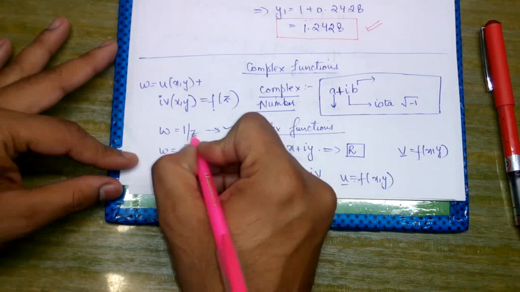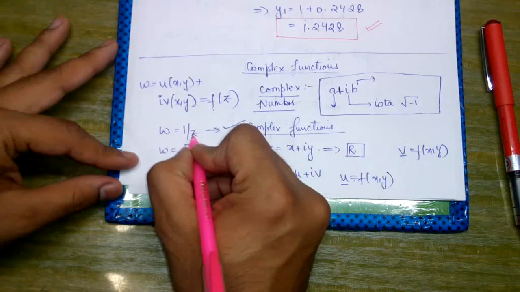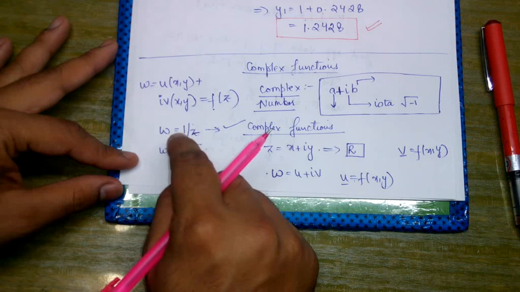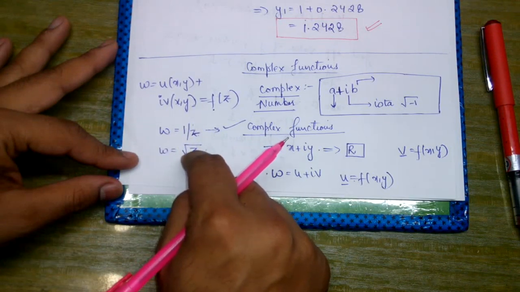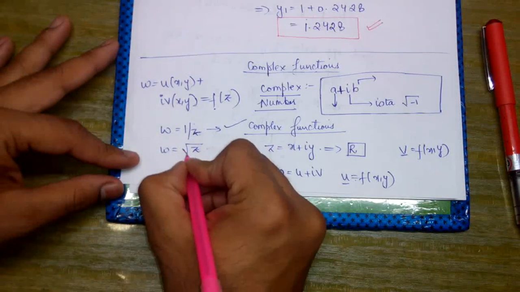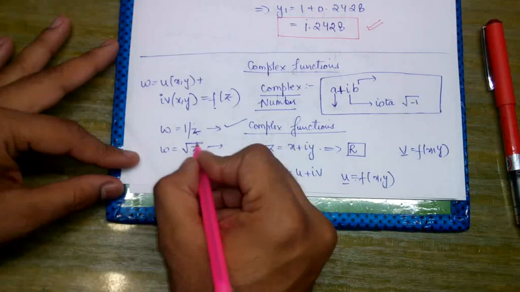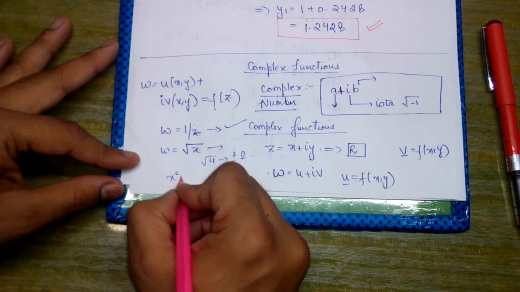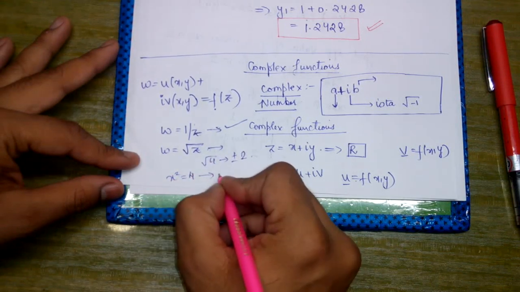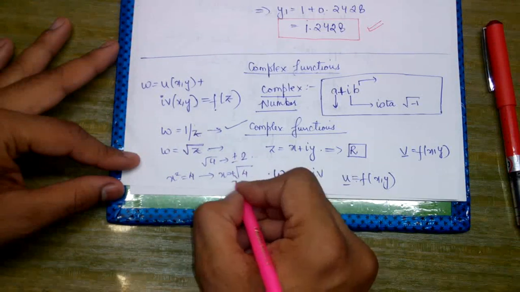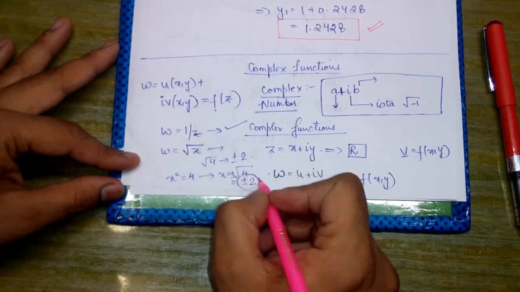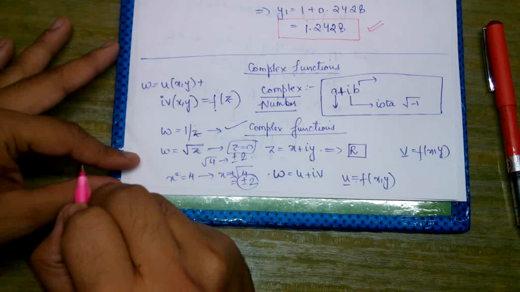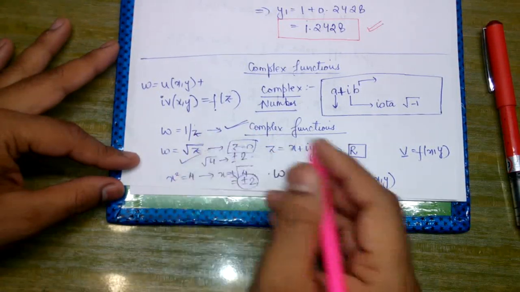Okay, this is defined at all the points except at z is equal to 0, because 1 upon 0 will give us infinity, whereas this is actually having two values, because under root 4 can be written as plus minus 2. For example, if x square is equal to 4, then we get x is equal to under root 4, that is plus minus 2. So we are getting two values, hence it is a multi-valued function, except for z is equal to 0. Okay, so this is a single valued function and this is a multi-valued function.